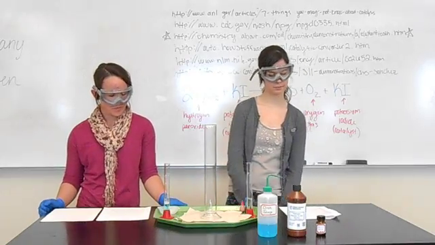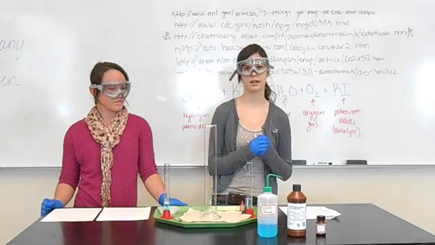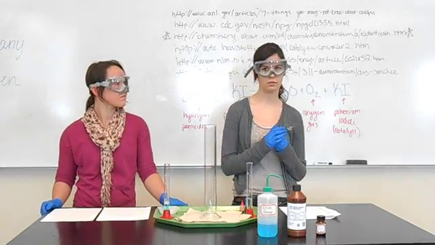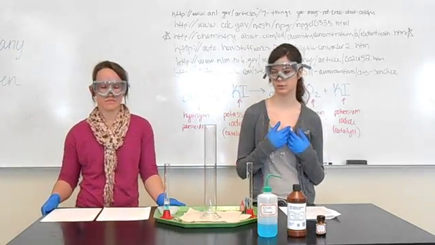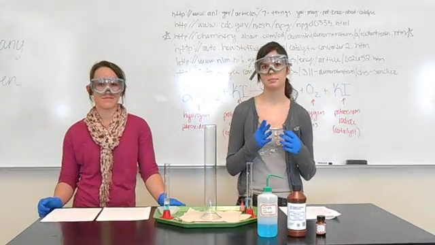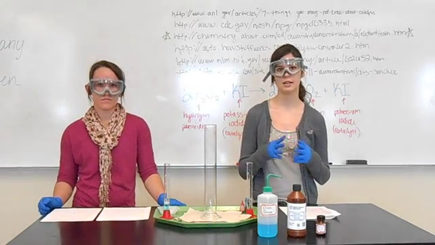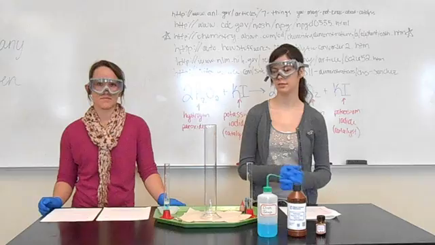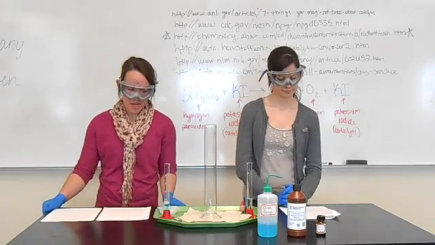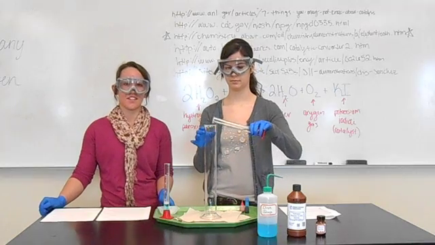So when performing this experiment, you must wear gloves and goggles because hydrogen peroxide in high concentrations is very corrosive to your skin, eyes, and throat. The hydrogen peroxide you use in your house is about 3% concentration, and the concentration that we're using today is between 30 and 35%. So to start the experiment, Lauren is going to pour about 20 milliliters of hydrogen peroxide into the cylinder.